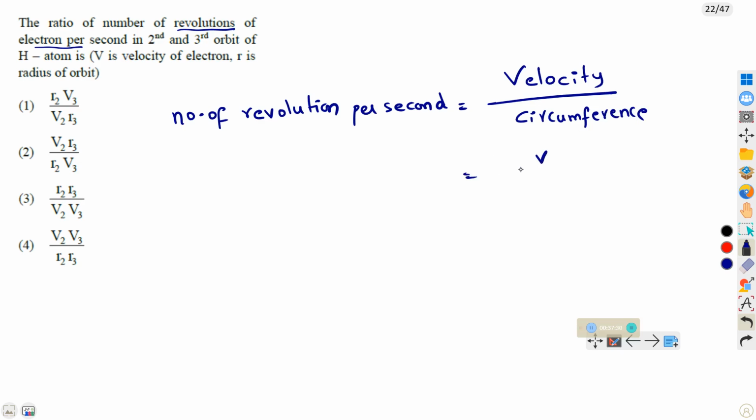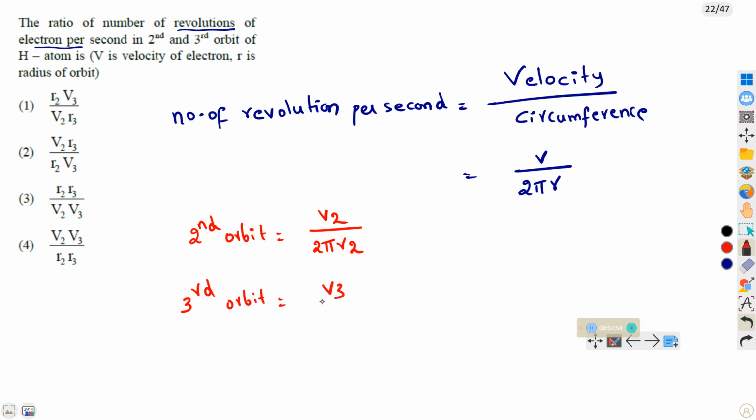Velocity v, circumference of the circle 2 pi r. In the second and third orbit: in case of second orbit, v2 by 2 pi r2. If the orbit is third orbit, then v3 by 2 pi r3.